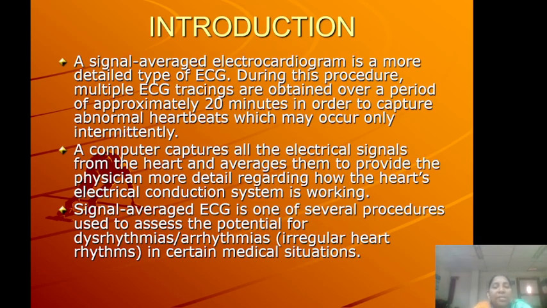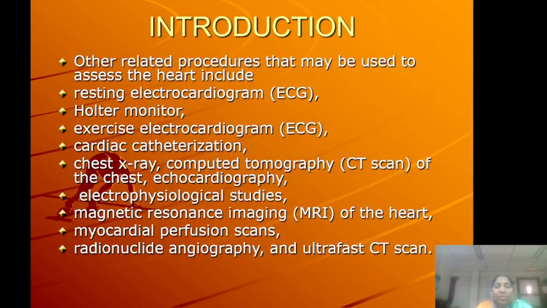This signal average ECG is mainly used to assess any arrhythmias or dysrhythmias, irregular heart rhythms, in certain medical situations. And there are many methods by which we can record the ECG signal. One is resting ECG. By connecting the 12 standard ECG lead system, we can acquire the resting ECG signal. Then there is the Holter monitor, which you can see in hospitals, in which the leads are connected to the subject and in the monitor the ECG signal is displayed. That is the Holter monitor.